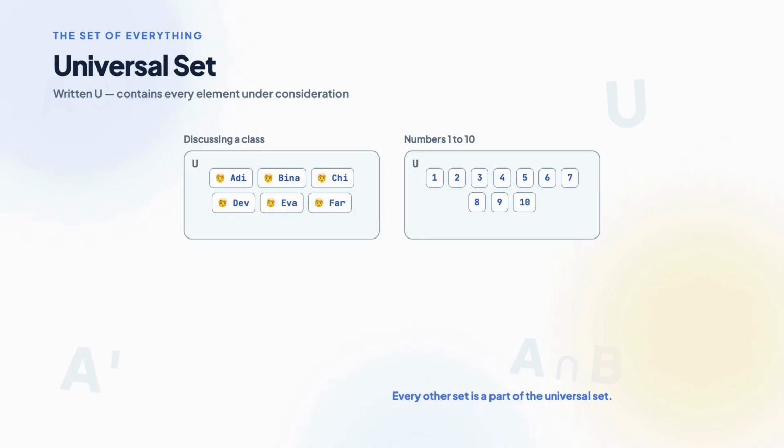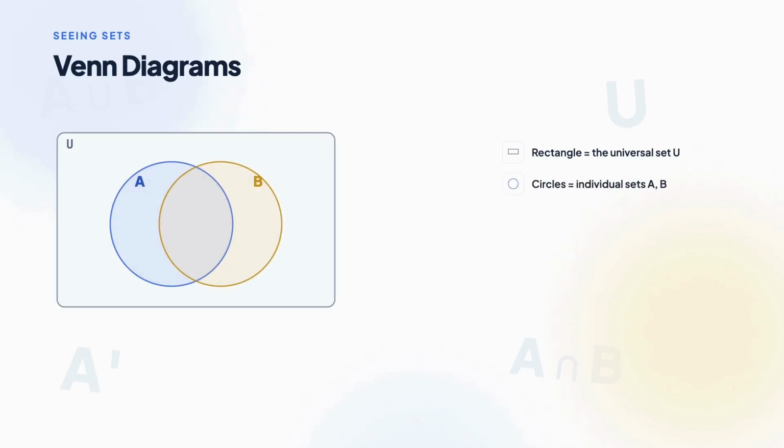To understand sets visually, we use Venn diagrams. A Venn diagram consists of a rectangle representing the universal set and one or more circles representing different sets. When two circles overlap, the common region represents elements that belong to both sets. Venn diagrams make it easier to understand relationships and solve problems without listing every element. Now let's study the basic operations on sets.